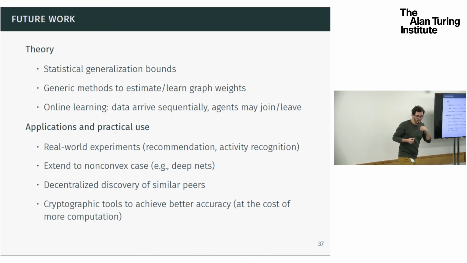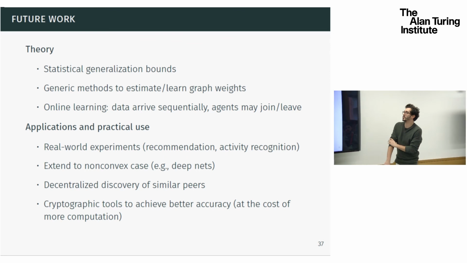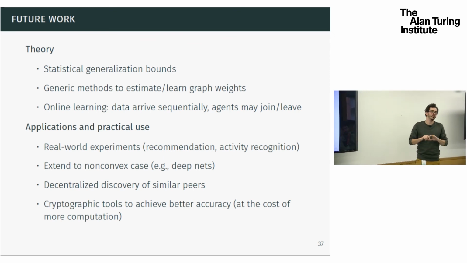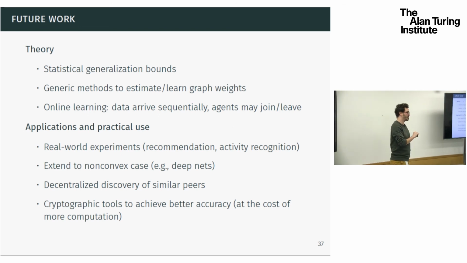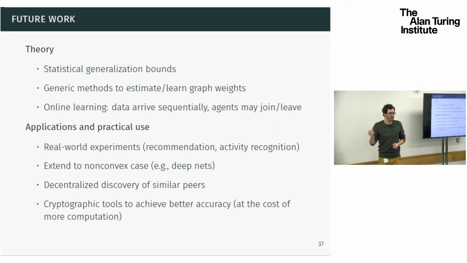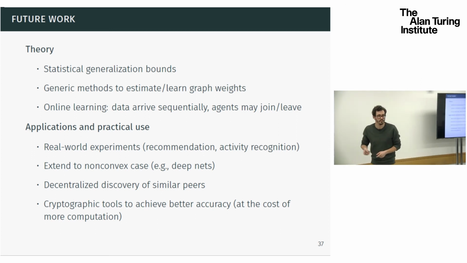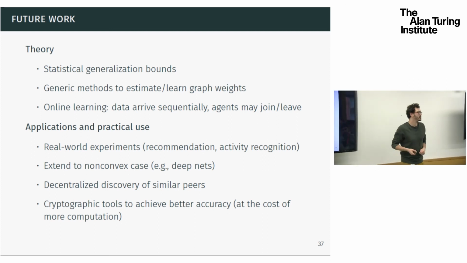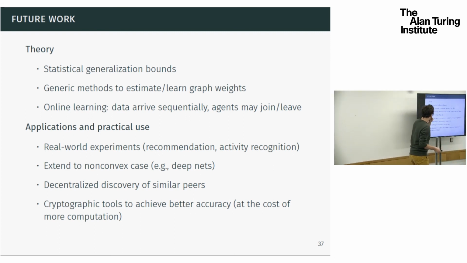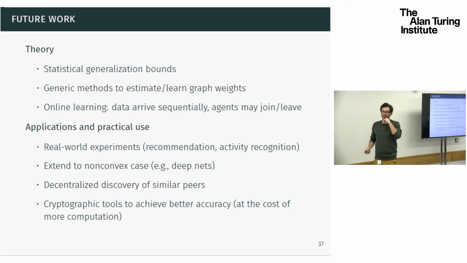Like I said, this was more like toy experiments, so we are working on real world experiments. We already did some work on recommendation, so a MovieLens type of data set. Each user sees only its rating vector for the movies that it has seen. And you do some L2 regression essentially on this, and you can apply this algorithm. It works fairly well.